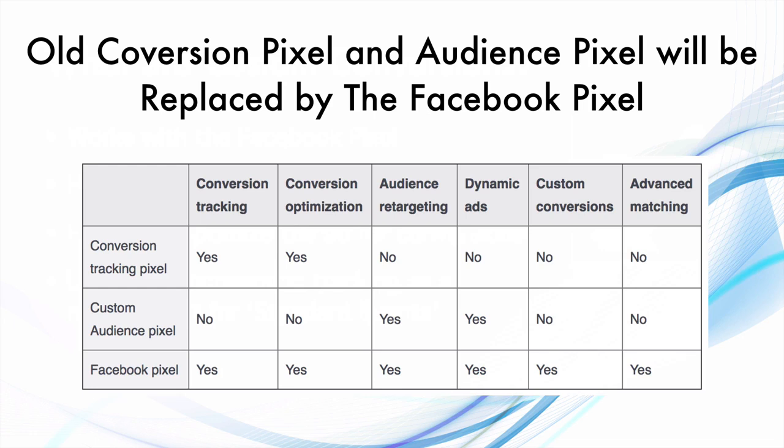So here is a table which shows you the difference between Facebook pixel and the older pixels. With Facebook pixel, you can do conversion tracking, you can do conversion optimization, you can use it for audience retargeting. So if you want to show the ad only to certain people who visit your website, you can do that. You can run dynamic ads with Facebook pixel. You can track custom conversions, and you can do advanced matching. So you can use Facebook pixel to develop different segments of audience as well, which I will show you in the next lesson when we are talking about audience creation.